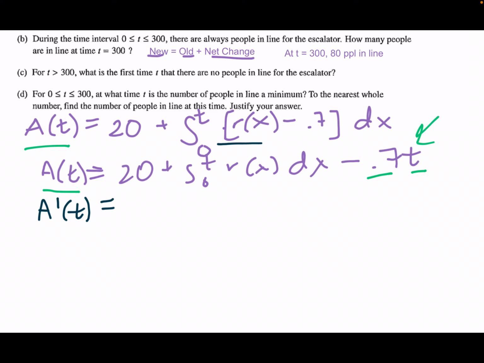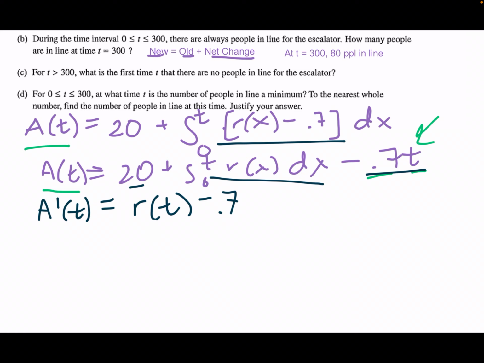If I look at the integral here, the derivative of an integral is the integrand, but with variable replacement. So it's r of t minus 0.7 with variable replacement. If I take the derivative on the next line, the derivative of 20 is still 0. The derivative of this integral is r of t, and the derivative of 0.7t is 0.7. So I'm going to get the same answer either way I write the original integral.